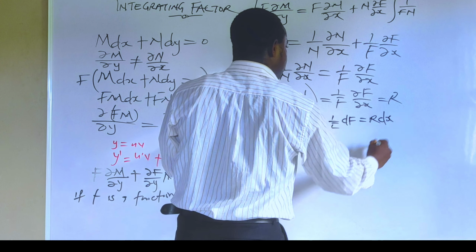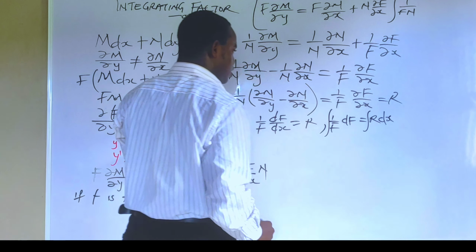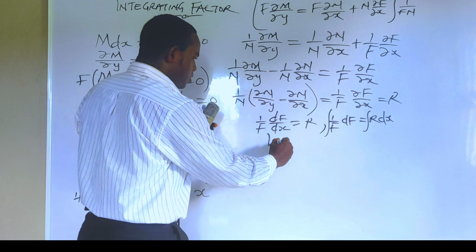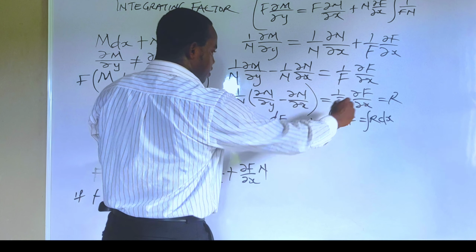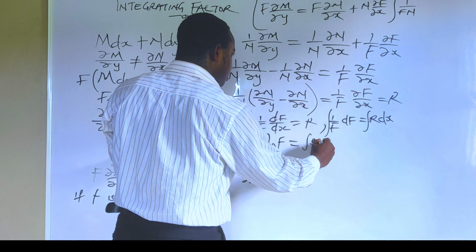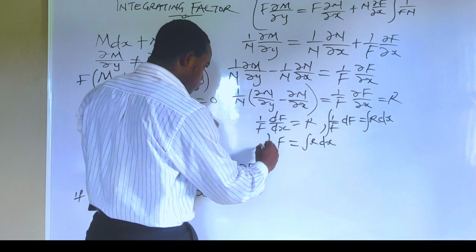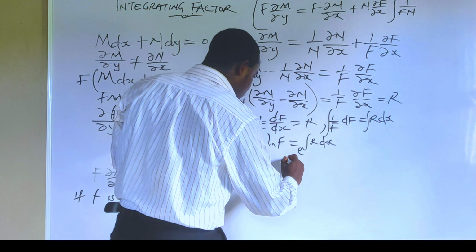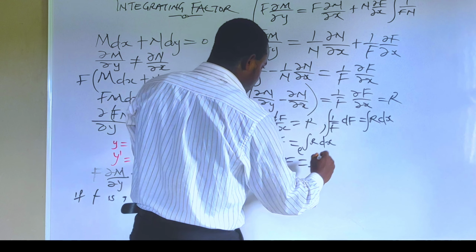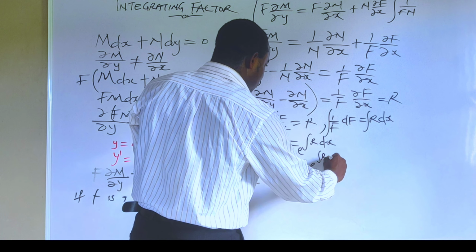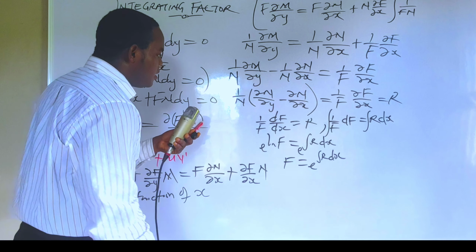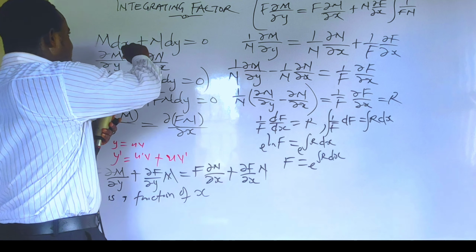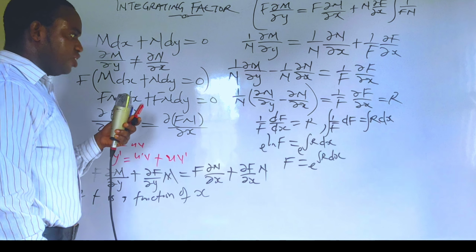Let us integrate both sides. The integral of 1 over f with respect to f is going to be ln of f, and on that side, we have the integral of r dx. To solve this completely, we take the exponent of both sides, right? And we have f equals e to the integral of r dx. And this is the integrating factor. This is the integrating factor that can be employed here to solve this differential equation.